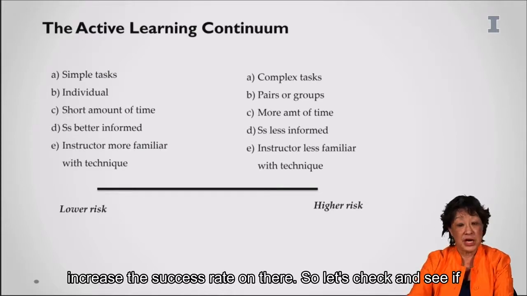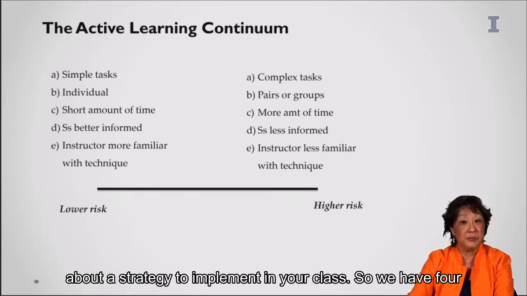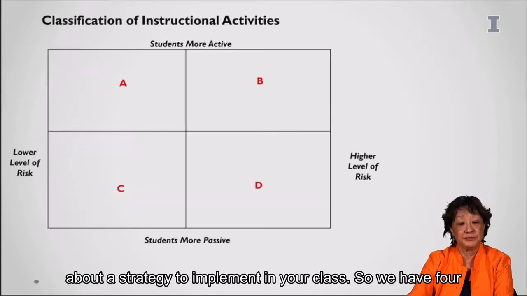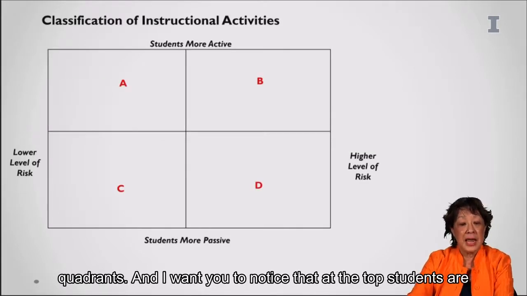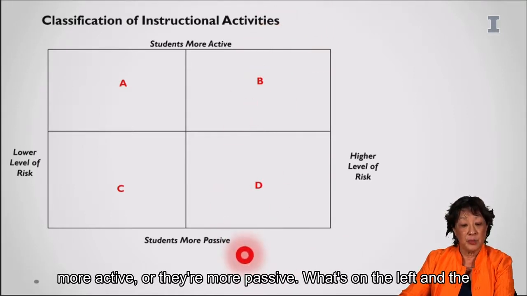So let's check and see if you really understand this, and be very purposeful when you hear about a strategy to implement in your class. We have 4 quadrants, and I want you to notice that at the top, students are more active. At the bottom, students are more passive. So they're either more active or more passive.